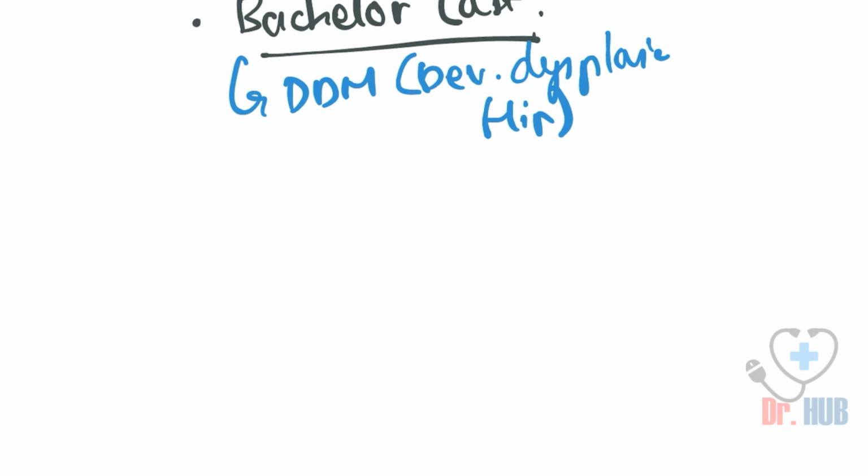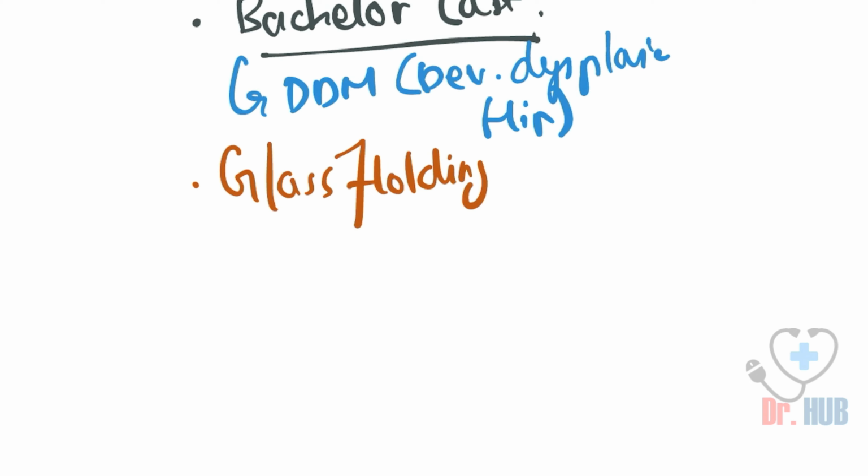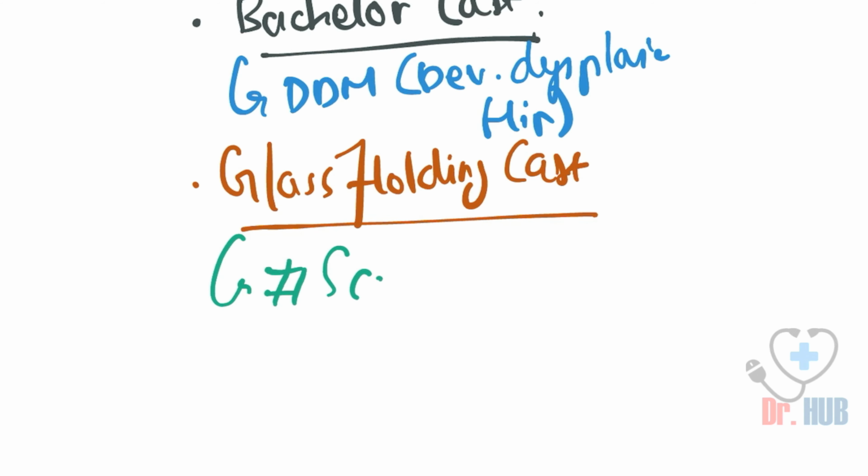Then we move on to the glass holding cast. What is a glass holding cast? It is used in case of the fracture of the scaphoid.